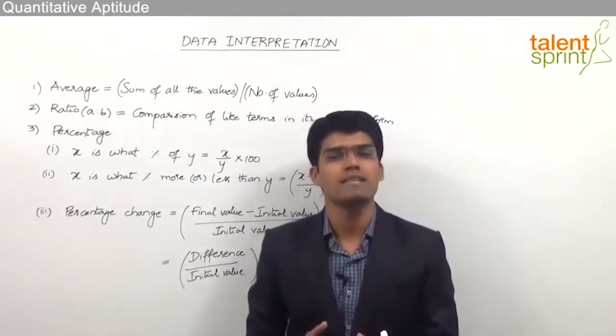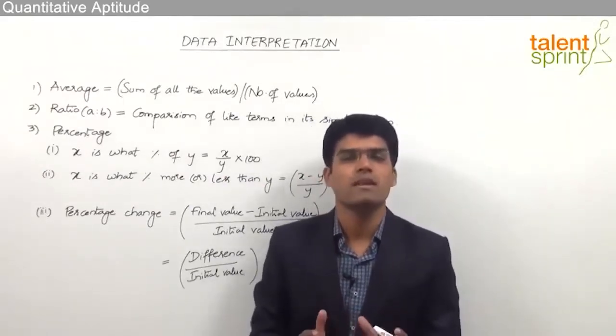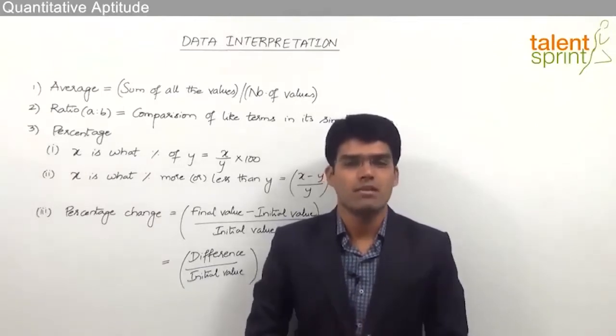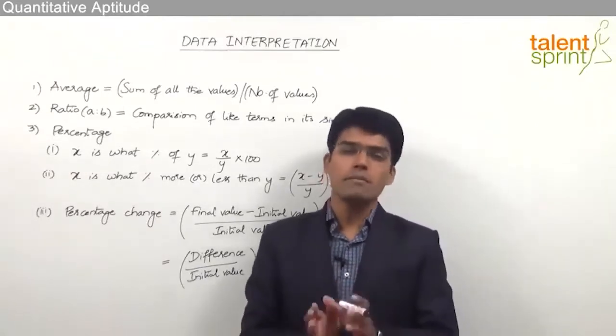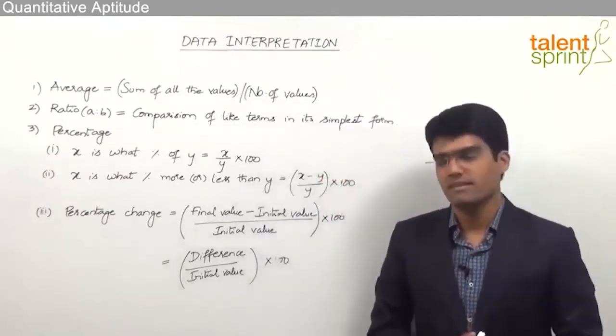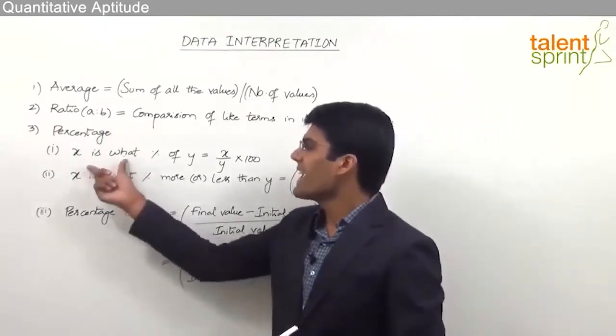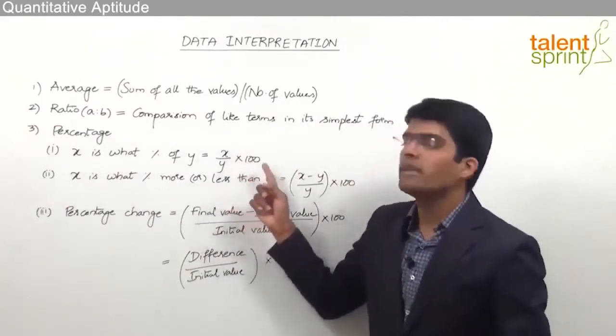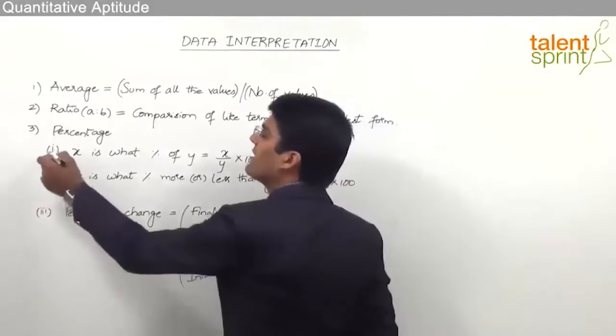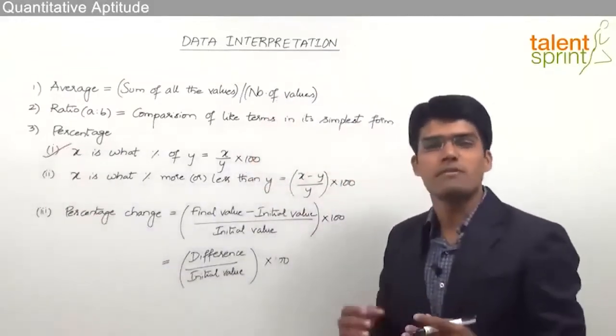And within percentages, we have 2 or 3 different concepts which are generally asked in DI or data interpretation. So let us quickly revise each of these concepts which have already been discussed in the topic of percentages. Now the first one here is X is what percent of Y. It should always be taken as X by Y into 100. This is the most frequently asked question in any form of data interpretation.